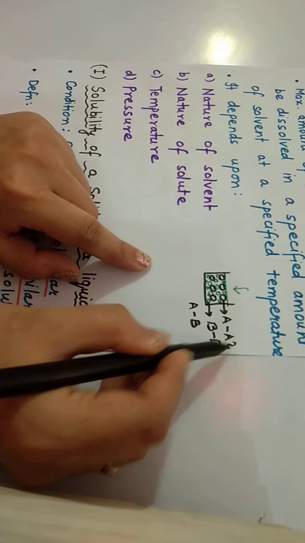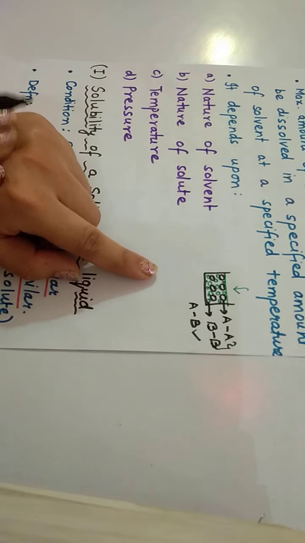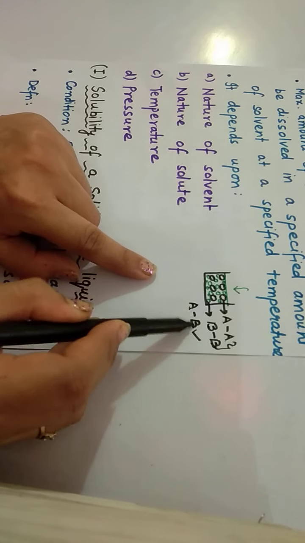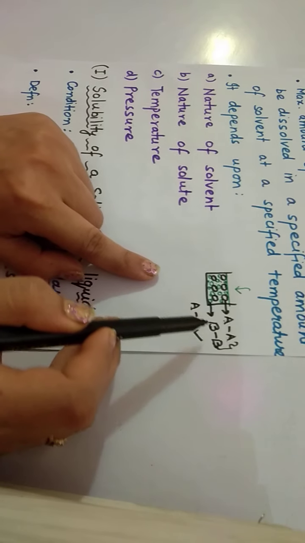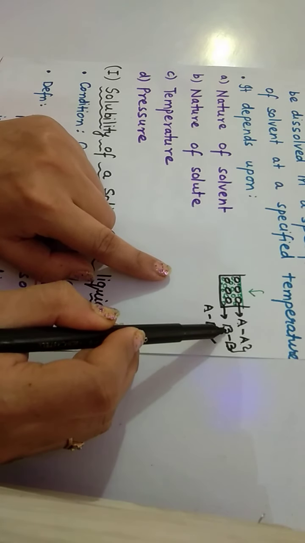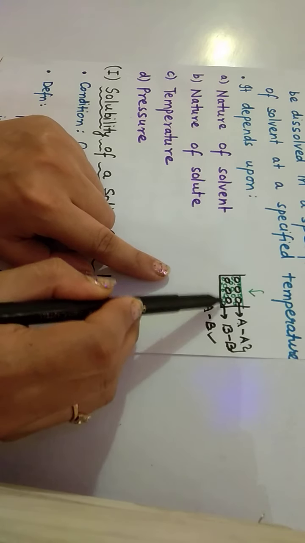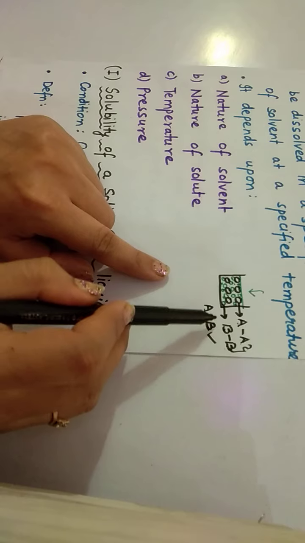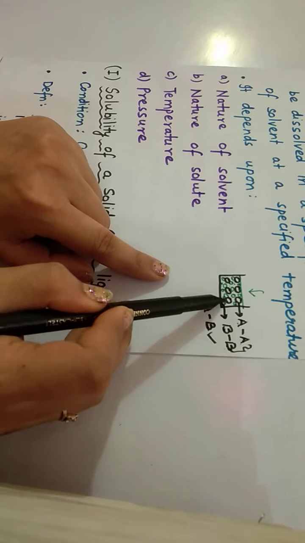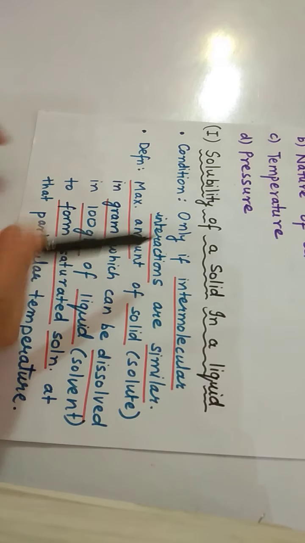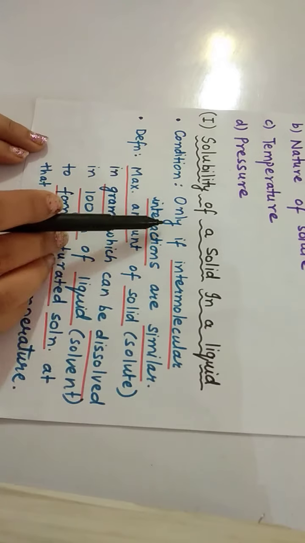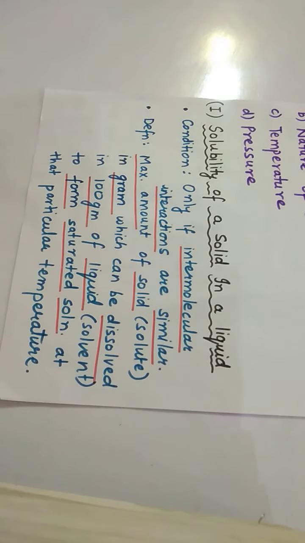When the interaction between solvent molecules, water molecules, and the interaction between sugar molecules are equal to the interaction between sugar and water molecules, they are equal, then only they will be soluble, otherwise they will not be soluble. So this is the meaning of this one: only if intermolecular interactions are similar.